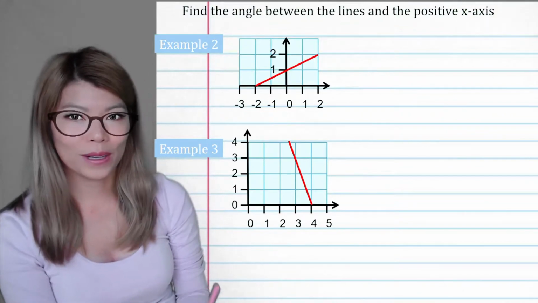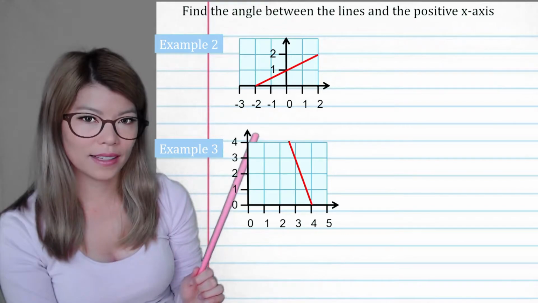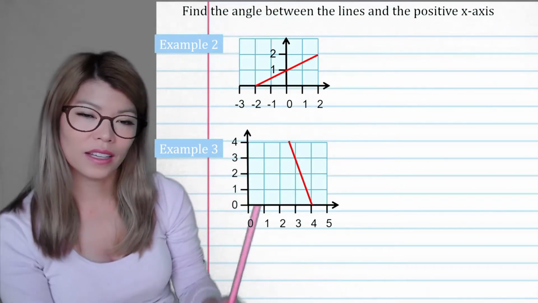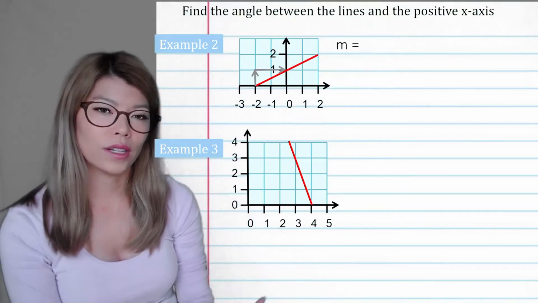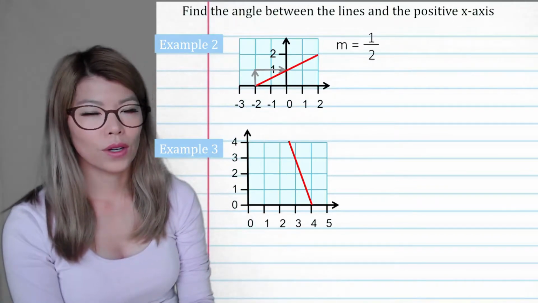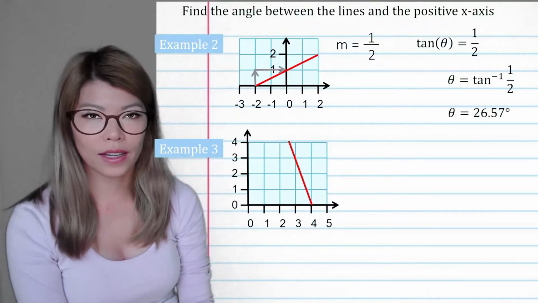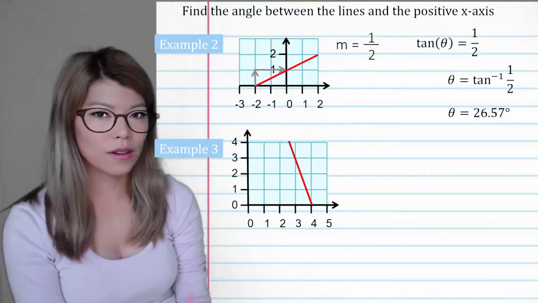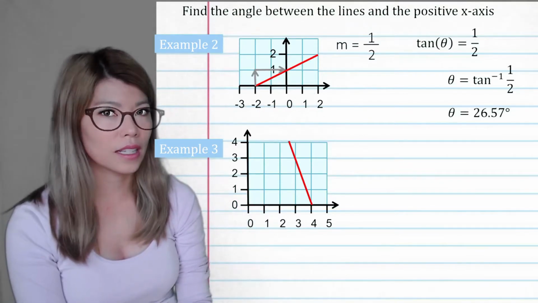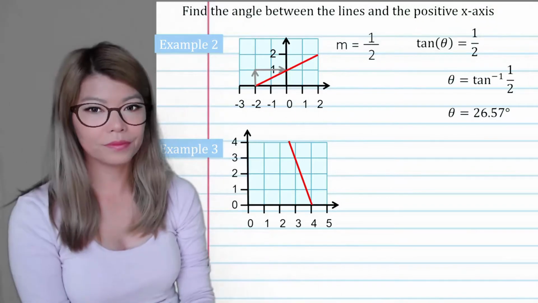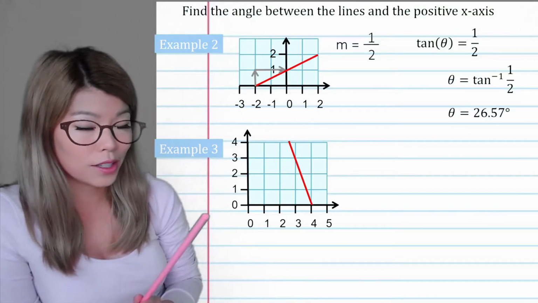Let's try a couple more examples. Find the angle between the line and the positive x-axis, so the angle we were talking about. So for this one, let's find the gradient, so rise of 1, run of 2. So 1 over 2 is our gradient, so tan inverse that to find theta or our angle. So our angle that the line makes with the positive x-axis is 26.57. Example 3. This one's a little bit tricky, so pay close attention.